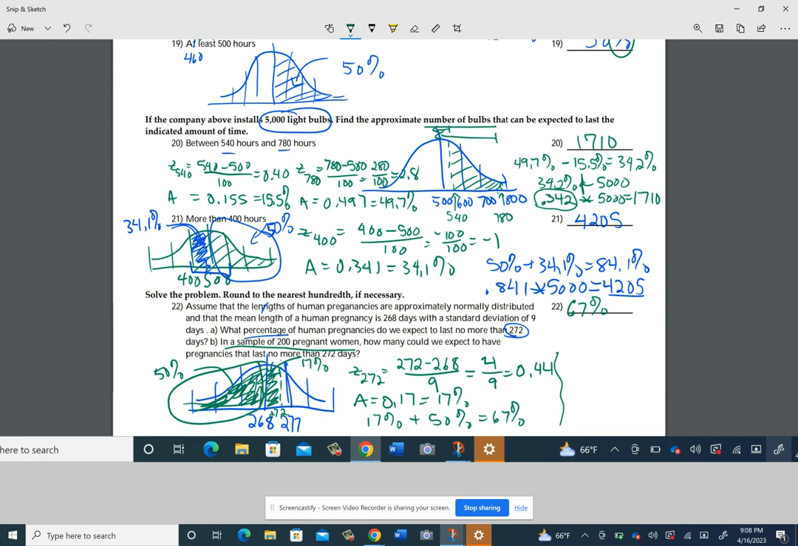So for part B, I'm going to take 67% of 200. 0.67 times 200, and that turns out to be 134. So that would be the second part, 134 women, pregnant women. We would expect to have pregnancies that last no more than 272 days. Okay? All right, I hope this helps.